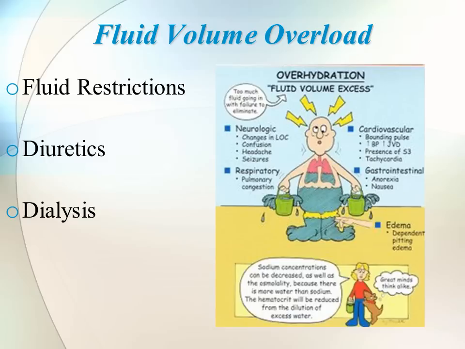So fluid volume overload, we have the stimulation of the sympathetic nervous system, stimulation of the renin-angiotensin-aldosterone system, and an inability to excrete, which cause fluid volume overload, and that fluid volume overload could lead to heart failure or pulmonary edema. So how do we treat fluid volume overload? Well, first we start with fluid restrictions. Strict I&O, especially with acute kidney disease.